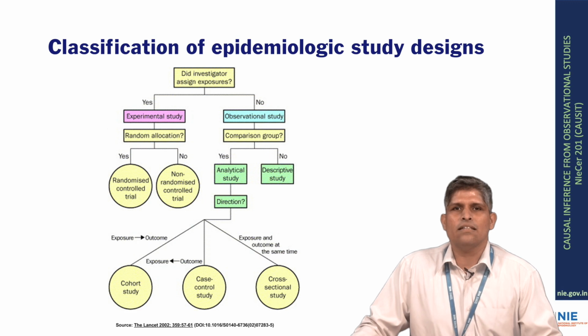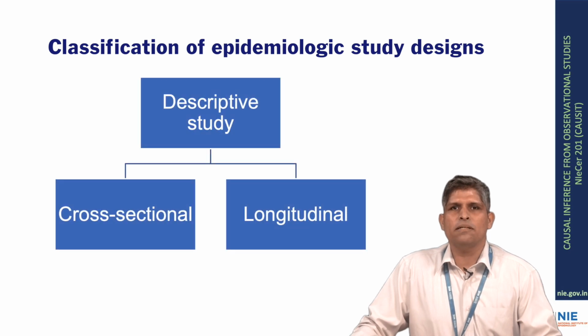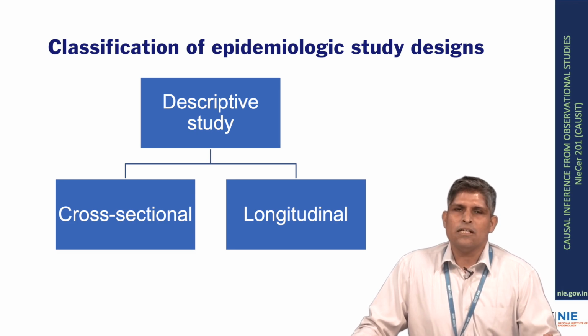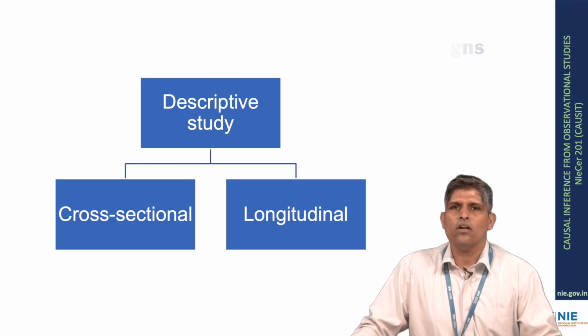Therefore, analytical studies are classified into cross-sectional, case control, and cohort studies, depending on the direction of measurement of exposure and outcome. Now, please note that descriptive studies can also be classified into cross-sectional and longitudinal studies. In longitudinal descriptive studies, the measurement is done more than once in the study participant, while in cross-sectional study, the measurement is done only once. So therefore, a descriptive study can also be cross-sectional or longitudinal.